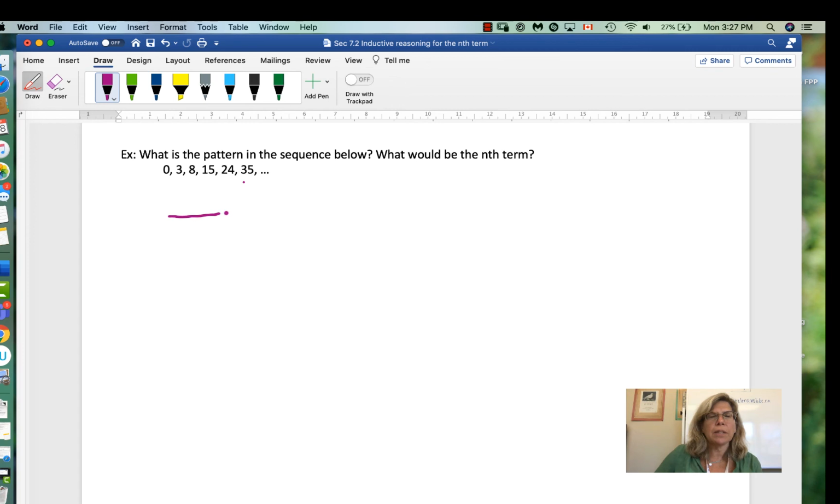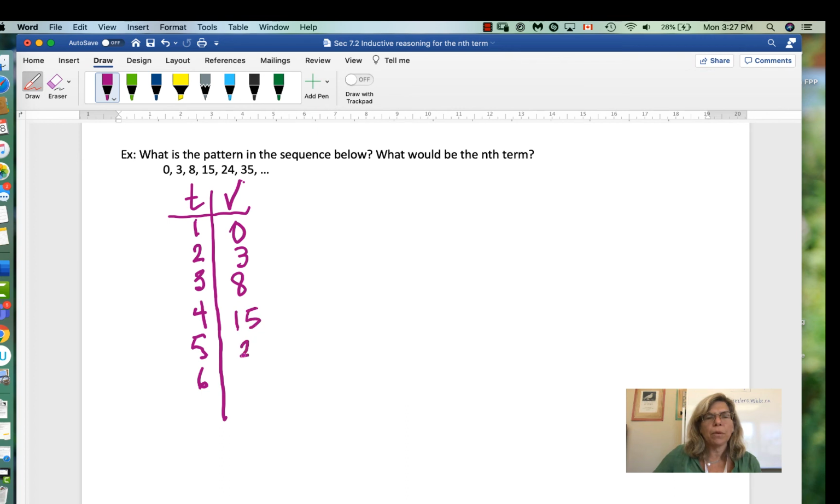I'm just going to put it in a table of values. We have 1, 2, 3, 4, 5, 6. This is the term number, and this is the value: 0, 3, 8, 15, 24, 35. Now, when you look at these numbers, especially relative to these numbers, what do you think? 0, 3, 8, 15, 24.